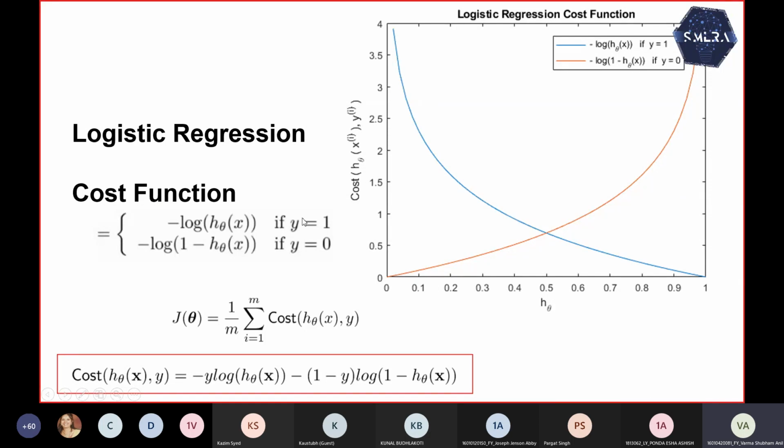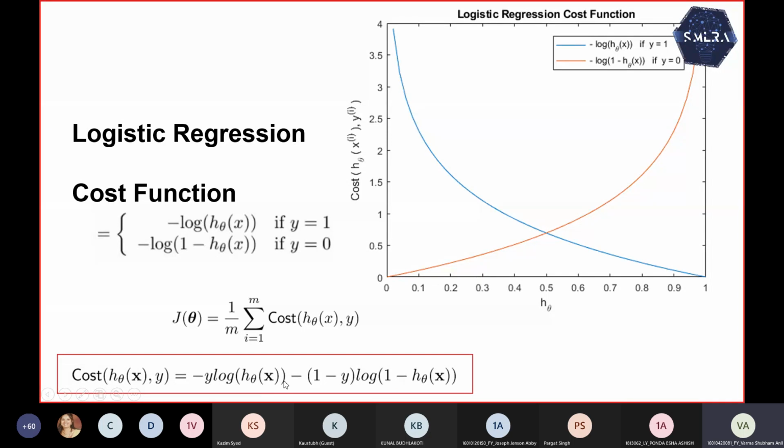For both of these, we have different graphs. For the first one, that is minus log of h of theta of x, we have this blue curve, and for the second one, for 0, we have this orange curve. To generalize this, I have to generalize my cost function, correct? So for generalizing, I make a function that contains both of these. So this is a generalized function.